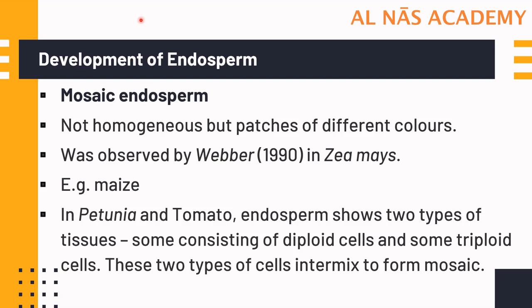And in case of petunia and tomato, the endosperm shows two types of tissues, some containing diploid cells and some containing triploid cells, and when these two types of cells are intermixed with each other, they form a mosaic. So in Mosaic endosperm the patches are not homogeneous, but we see different colors of patches, and in petunia and tomato we see two different types of tissues, some containing diploid cells and some containing triploid cells, forming a mix, and this results in the formation of a mosaic.